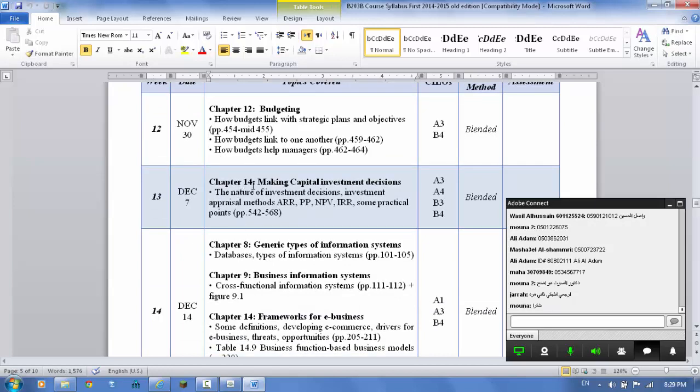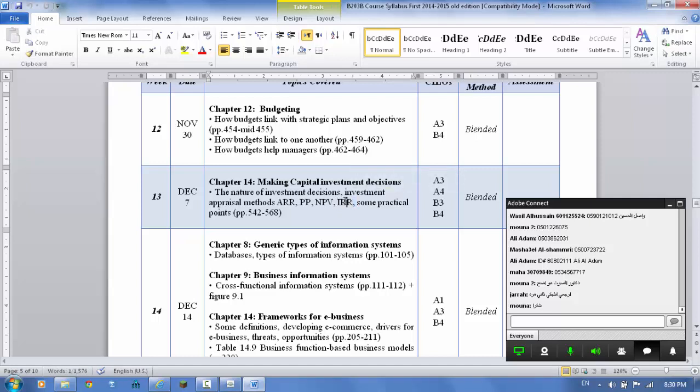Chapter 14 is related to capital investment decisions, and we will see in this chapter how can we decide the best investment, or how can we make the best decision about investment. We will discuss ideas like, for example, ARR or accounting rate of return, or PP, which is the payback period, and also we will discuss NPV, which is the net present value. Okay, and internal rate of return.